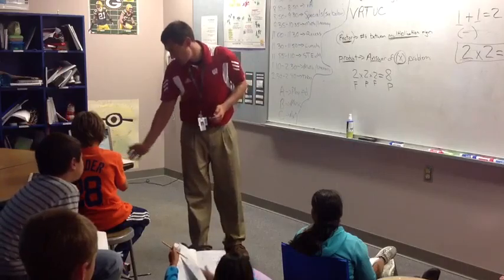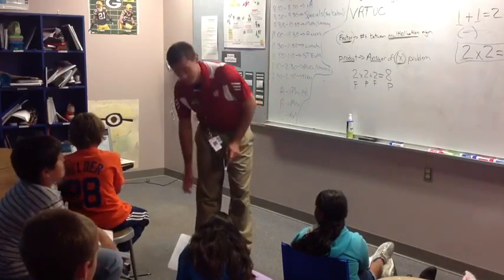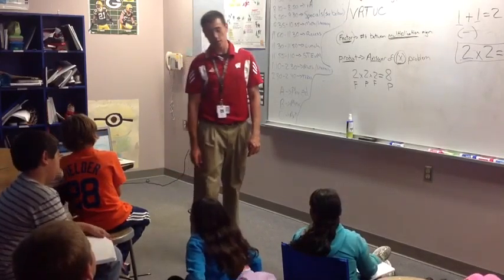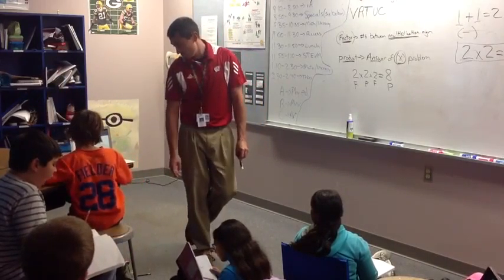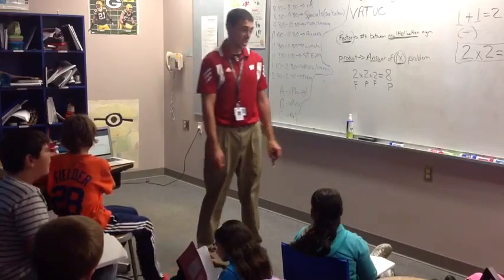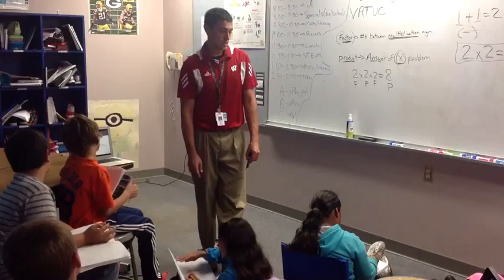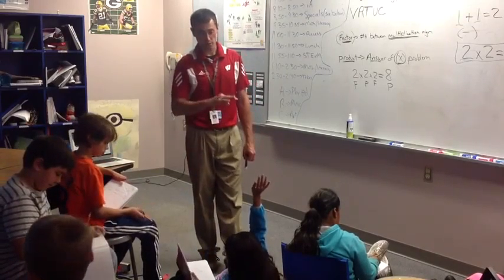First question: each child has 50 candies. If there are 6 children, how many candies are there in total? This is work to be done in your notebook. So each kid has 50 candies. If there are 6 children, how many pieces of candy are there total? I'm going to read you all three and then we'll do them.